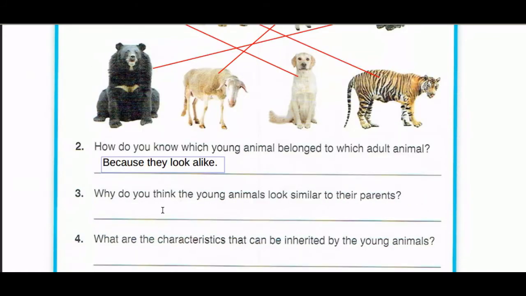they look similar. Why do you think the young animals look similar to their parents? Because of heredity. That means they get the genes from the parents, so they look alike, they look similar to their adult parents.